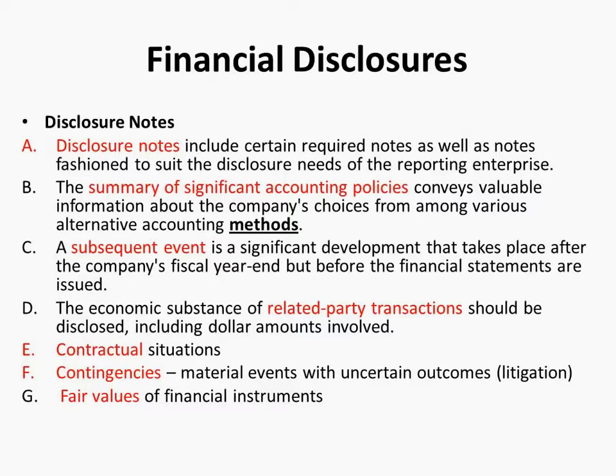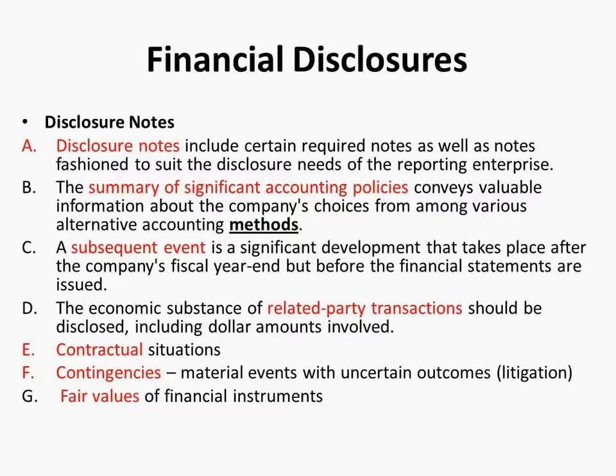The summary of significant accounting policies is going to tell you the method that you used for everything. We depreciate our fixed assets using the straight line method of depreciation. Buildings are depreciated over 39 years. Equipment is depreciated over 10 years. Whatever it is that you do. We record our inventory using the LIFO method of inventory. We report at the lower of cost or market. These are the types of things that would be disclosed under the summary of significant accounting policies.